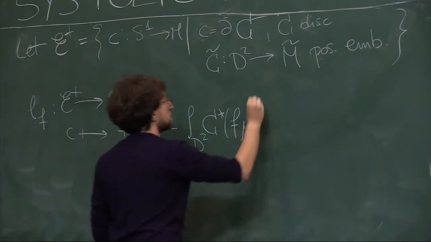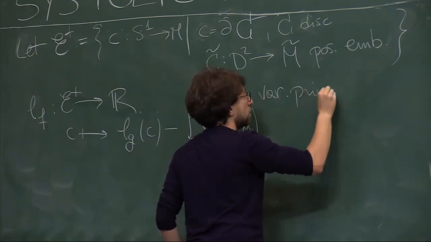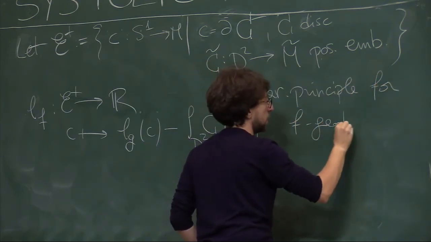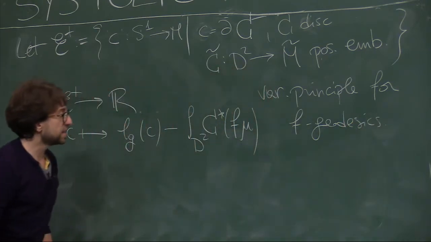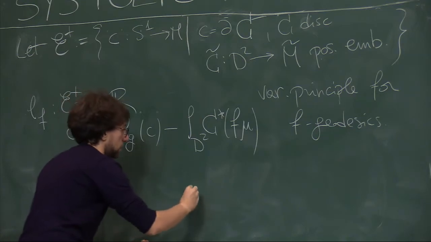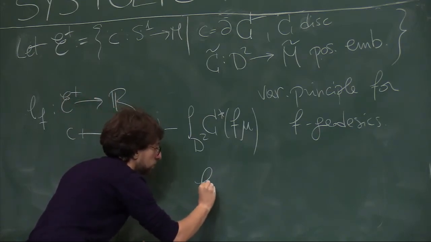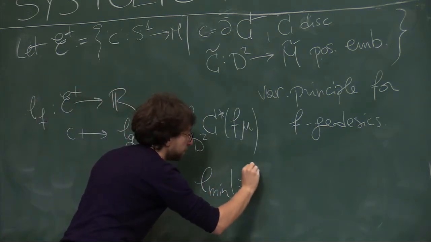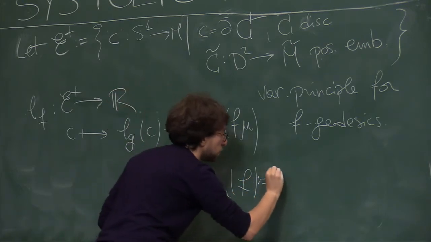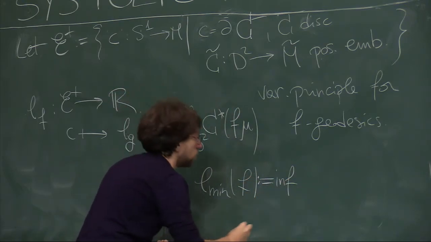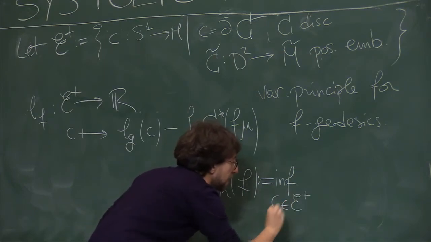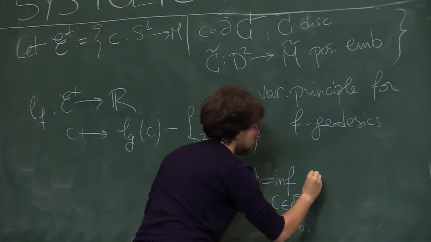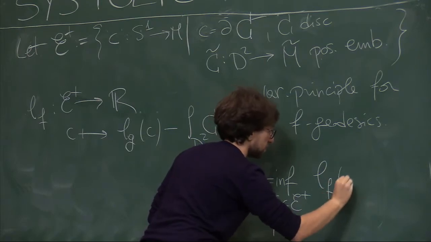Okay, and then this is a variational principle for F geodesics, meaning that the critical points will be F geodesics. And so we can also define the critical value, or something that I would like to be a critical value, L mean of F. This is defined as the infimum over all C in this space E plus, which are also F geodesics, of the quantity L_F of C.